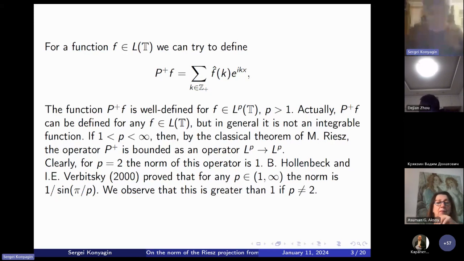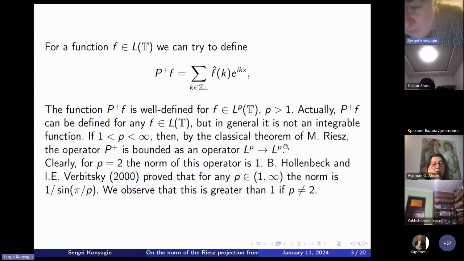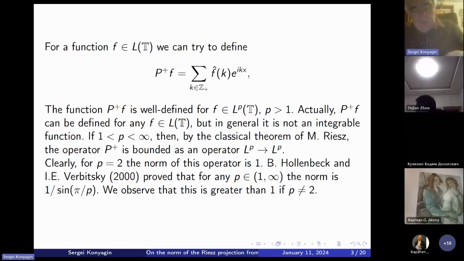But it is easy to see that in the case where p is equal to 2, the Fourier expansion is the expansion with respect to an orthonormal system, and the Riesz projection is an orthogonal projection, so the norm of this operator is 1. What is the norm of this operator in the spaces L^p? The norm was found by Hollenbeck and Verbitsky in 2000, and they proved that this norm is equal to this expression. You see that if p is 2, the norm is 1. If p is not 2, it is greater than 1.